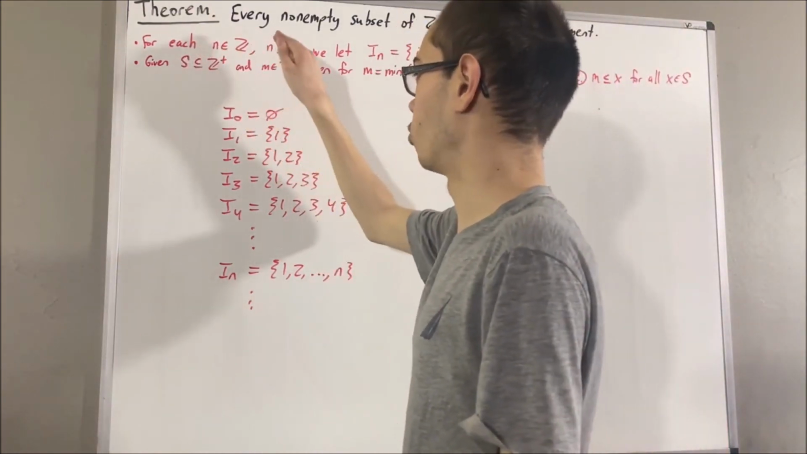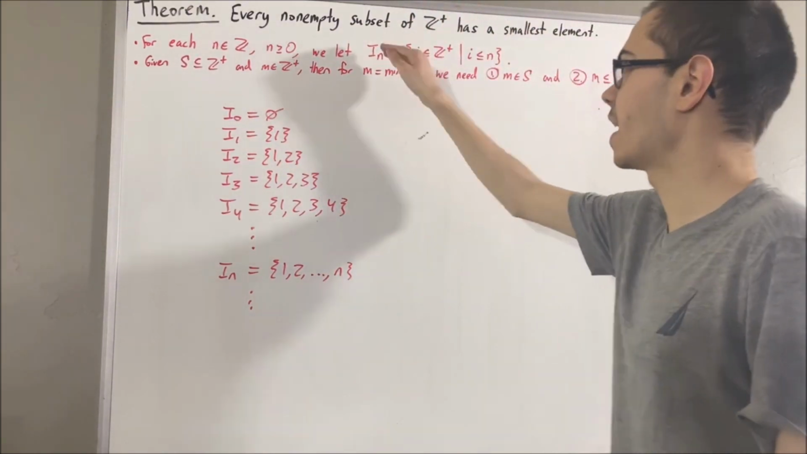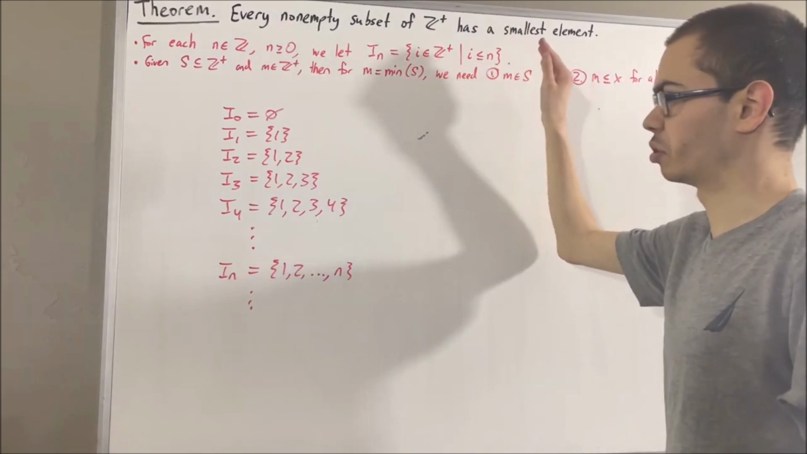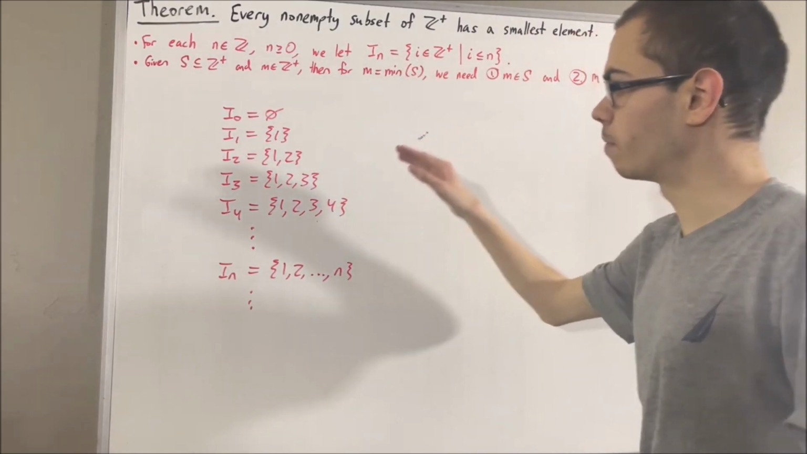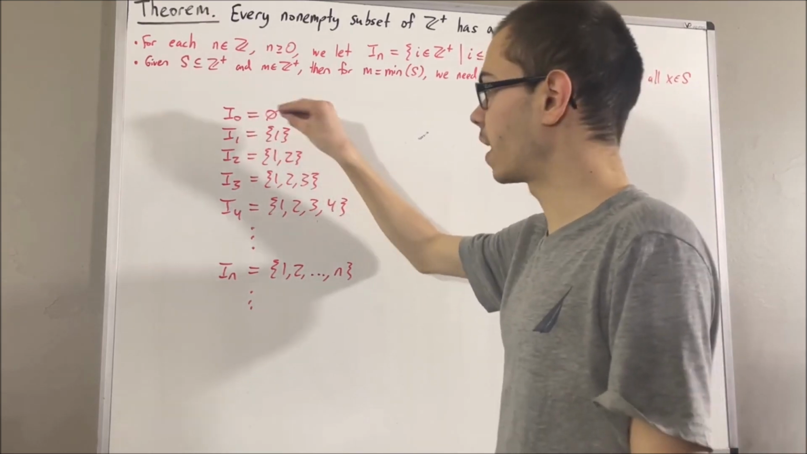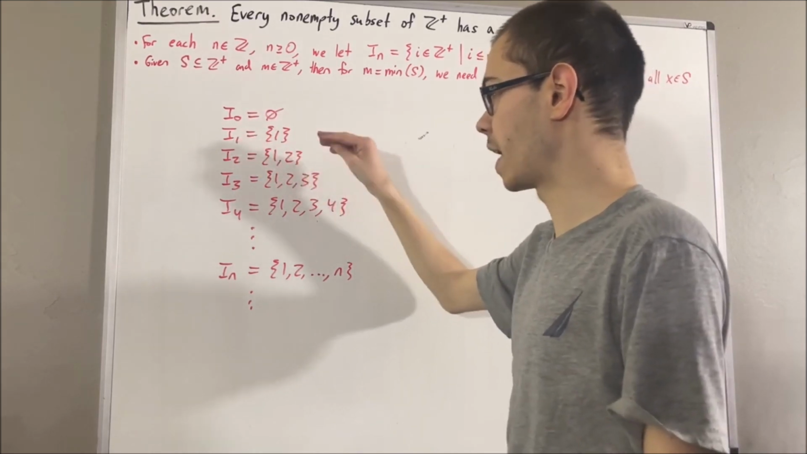For each integer n greater than or equal to 0, we let I_n be the set of positive integers i such that i is less than or equal to n. For example, I_0 is empty, I_1 consists only of 1, I_2 consists only of 1 and 2, and so on.